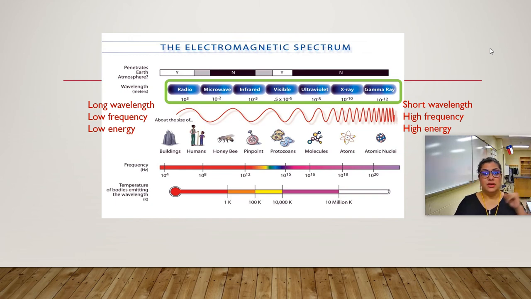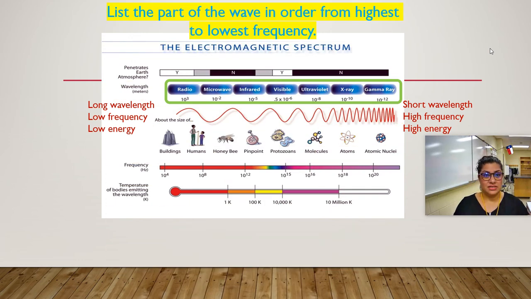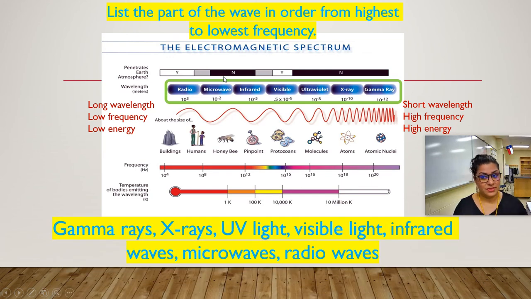Okay, next question. List the parts of the wave in order from highest to lowest frequency. Again, that's going to be simple. We've already labeled our spectrum. High frequency is on this side. Low frequency is on this side. So we take the parts and we label them. Gamma rays, highest frequency. Radio waves, lowest frequency. Simple as that. No tricks.